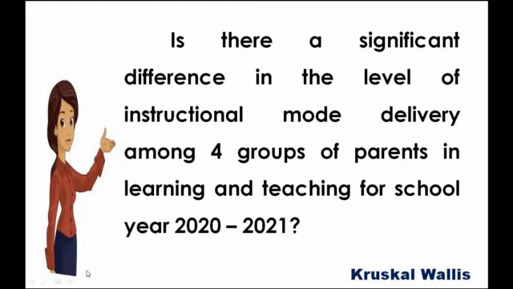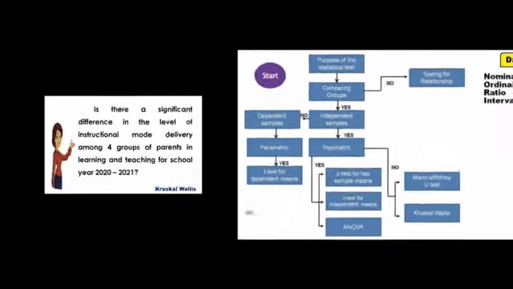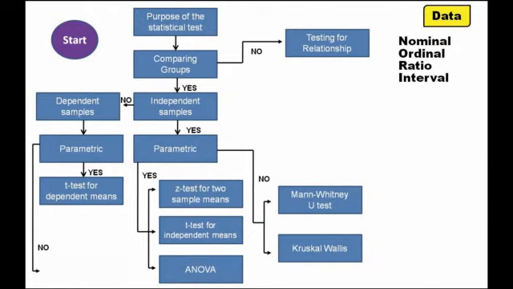Is there a significant difference in the level of instructional mode delivery among 4 groups of participants? And after the parametric, now we proceed on the non-parametric. For the non-parametric, we do have the Wilcoxon Signed Rank Test. Same with the T-test for dependent means, the Wilcoxon Signed Rank Test is a non-parametric test made use of one group, and then we look into comparison before and after, but this time we are using ordinal data.